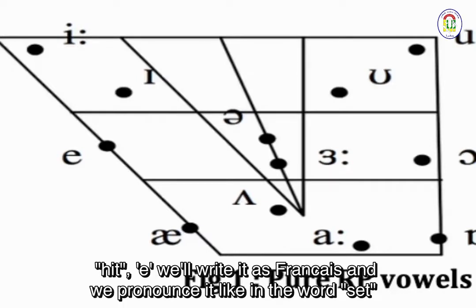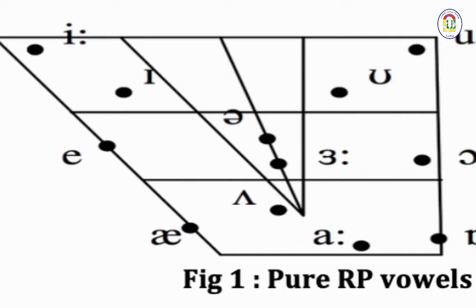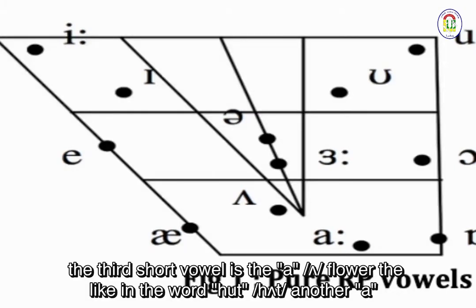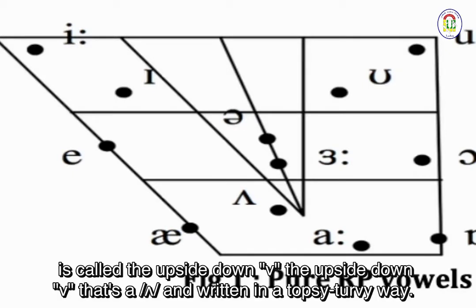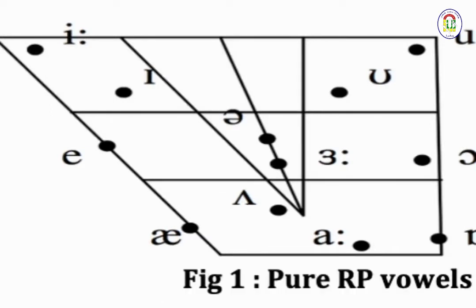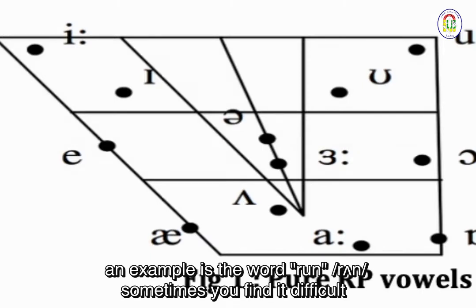We write it as le E français, and we pronounce it like in the word set. The third short vowel is the A flower, like in the word hat. Another one is called the upside down V, a V written in a topsy-turvy way. An example is the word run.